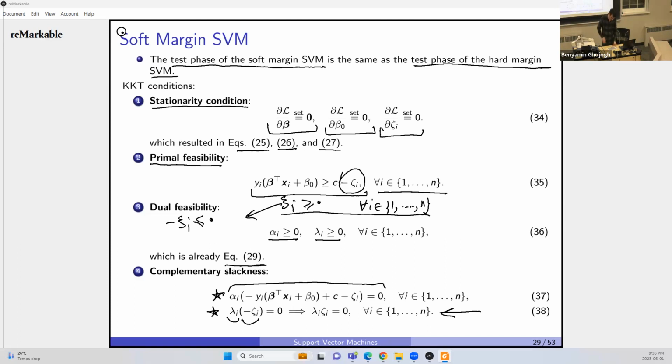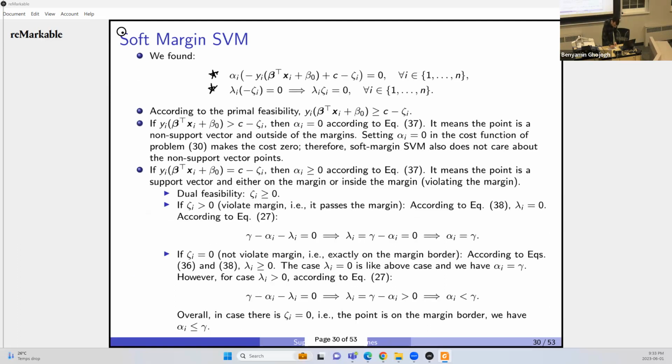Okay, now we have these, let's talk about them. Guys, listen to this carefully because its analysis is very exciting. According to the primal feasibility, do you agree that we had this? This was the primal feasibility, right? yi times beta transpose x plus beta zero is greater than or equal to c minus zeta i. Okay, if this is greater than c minus zeta i, then alpha i should be zero. Why? According to this equation.